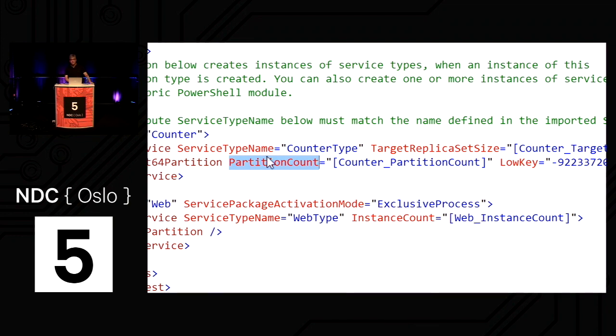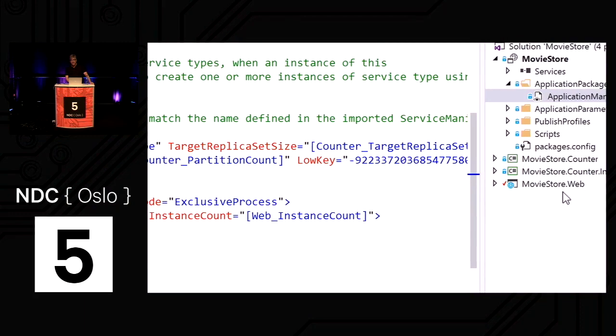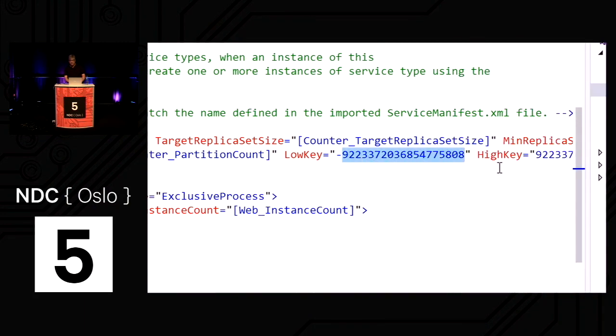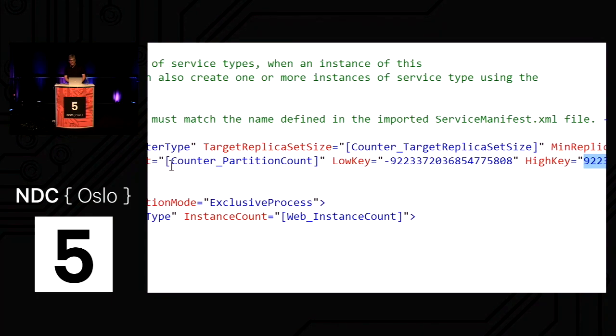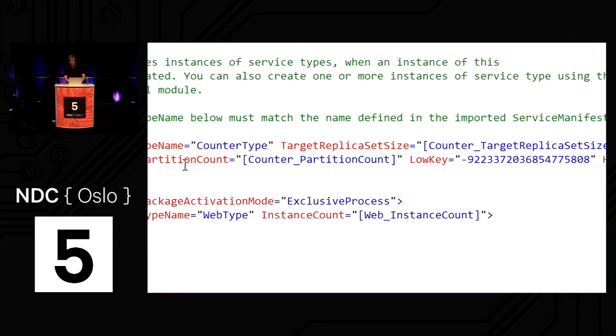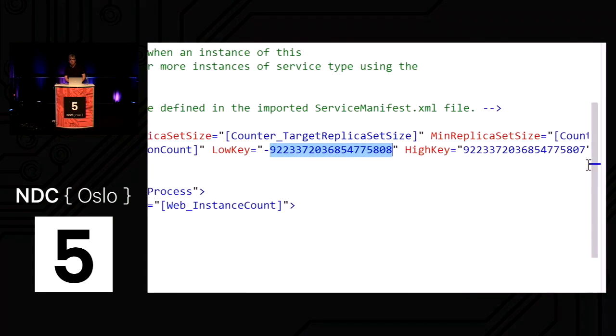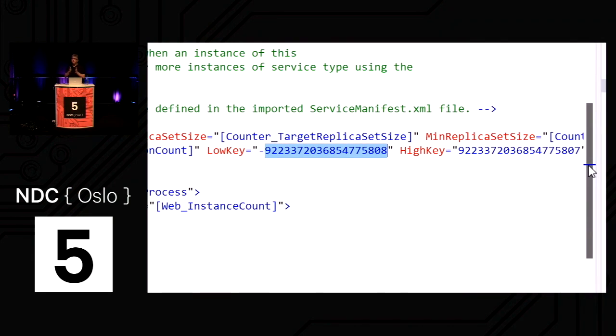So partition count is a way of saying, in this case, I have this range of numbers that I might use from -9 something to 9 something. If I wanted to, say, have 3 partitions to cover that range, Service Fabric would just take that range and divide it up into 3 categories. And now there would be one node in the cluster responsible for the lowest range, one for the middle range, one for the high range.